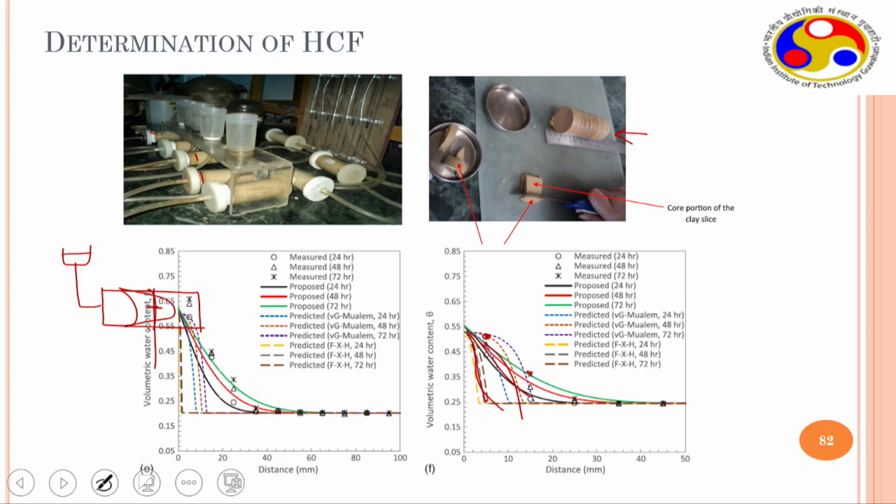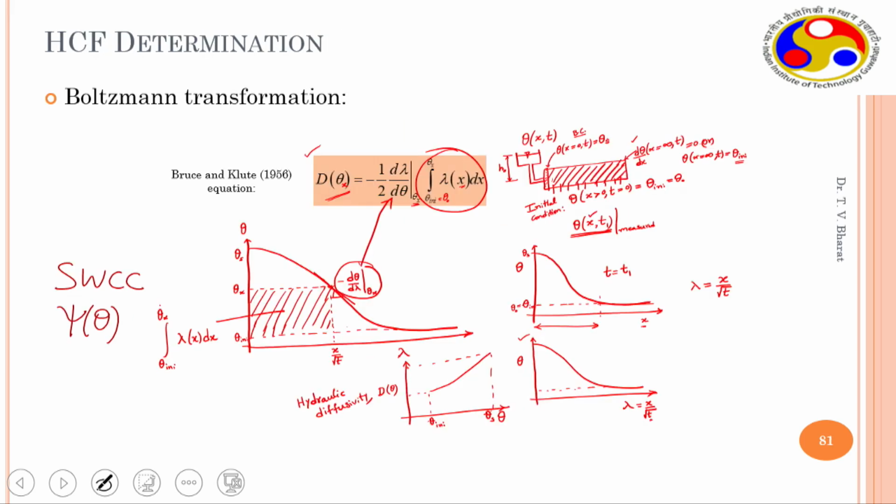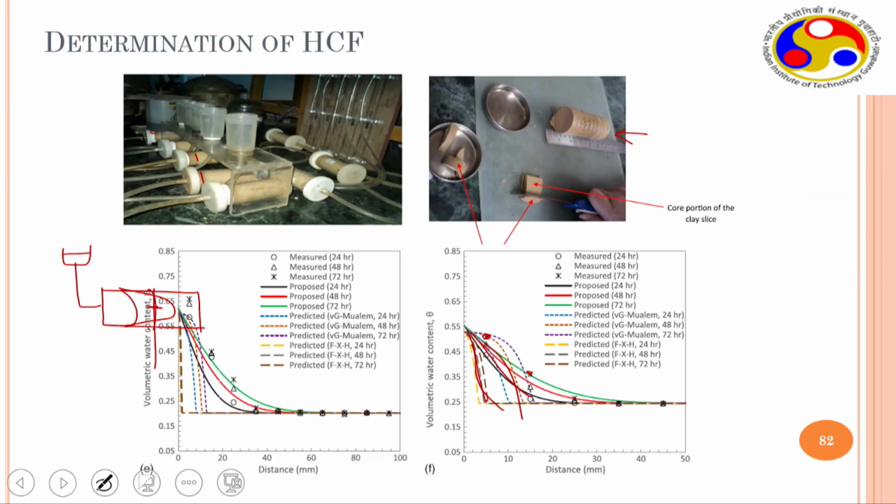Something I missed. Yeah. We have these predictions based on determination of the diffusivity from the earlier method that I just showed you. Bruce and Klute. Using this particular method, we evaluated the diffusivity because you require what? X by root T and theta. So based on that, I can evaluate diffusivity. I know the diffusivity. I know the SWCC, therefore dH by d theta is known. I can evaluate K. So if I evaluate the K, our predictions are better.